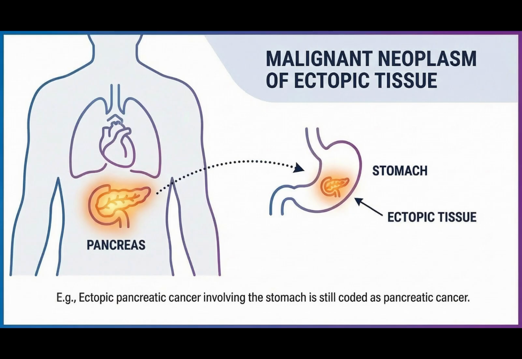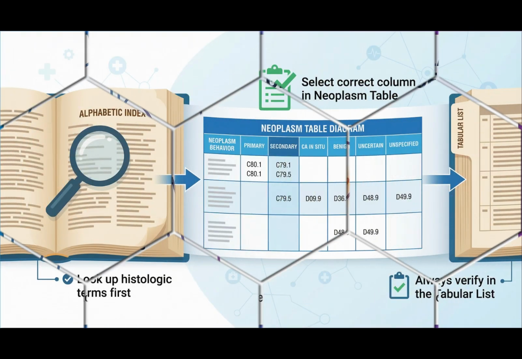Let's talk about malignant neoplasms of ectopic tissue, a rule that can easily be overlooked if you're not careful. When a malignancy arises from ectopic tissue, it must always be coded to the site of origin, not the site where the tumor is discovered. For example, if ectopic pancreatic tissue becomes malignant and involves the stomach, the correct code is still pancreatic cancer, because that is where the tissue originated. In neoplasm coding, location matters, but origin matters more.